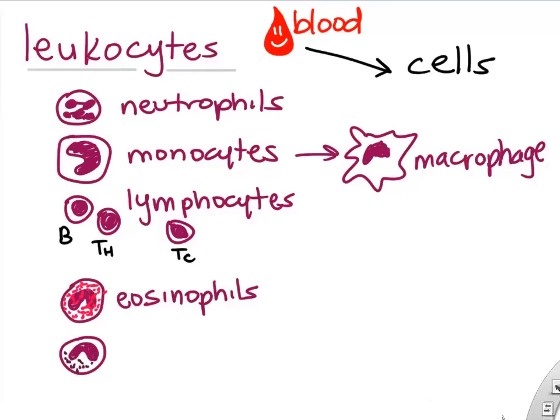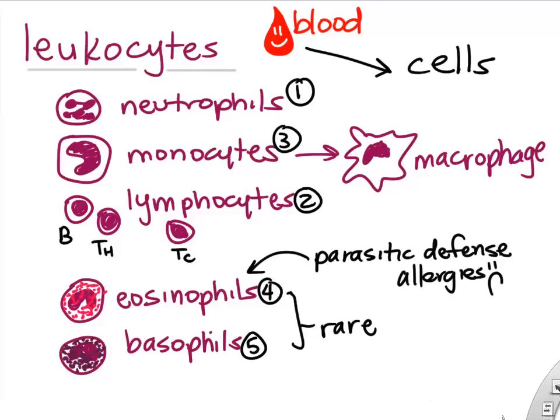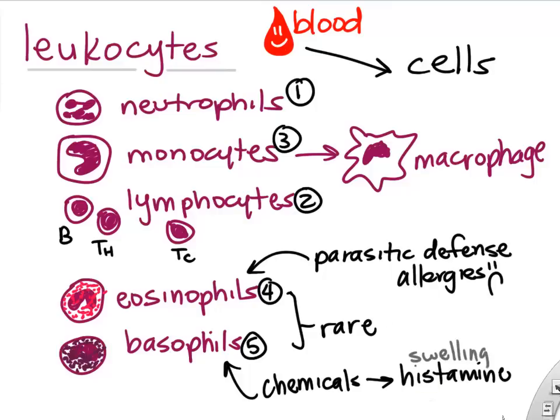And then we have these really deep purple stained cells called basophils. So those are the leukocytes. And we tend to have more neutrophils and lymphocytes and then less of the eosinophils and basophils. So those are more rare. And we'll talk more about the different functions of each of the leukocytes in another learning objective.